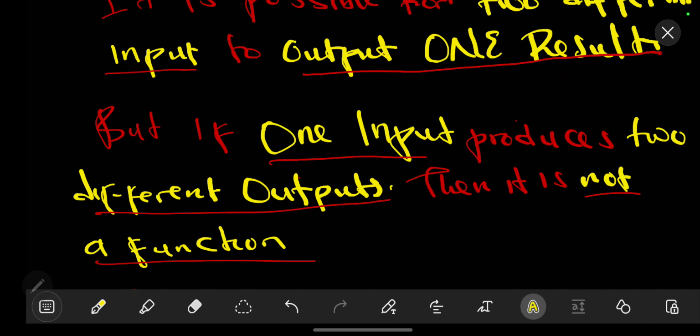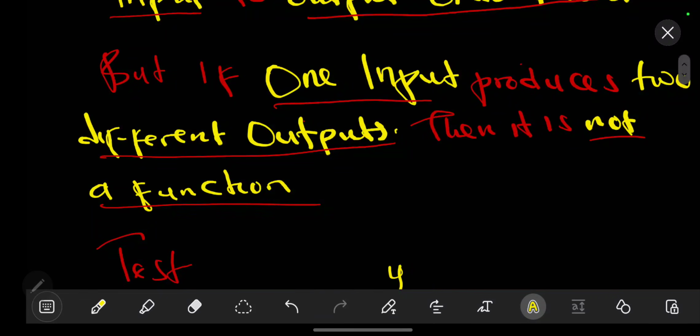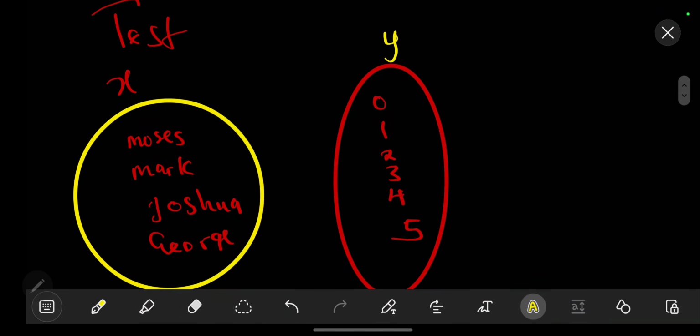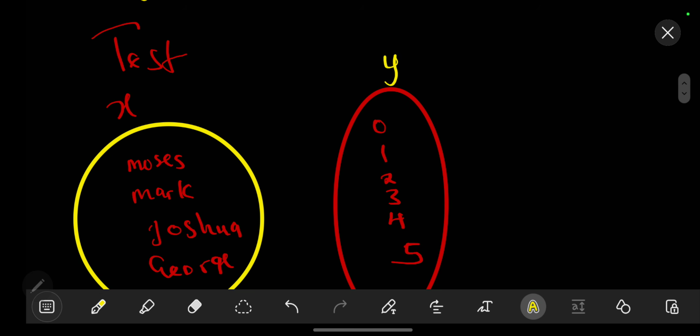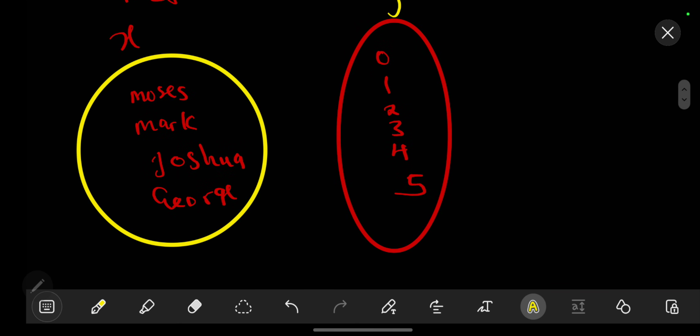Now, to elaborate on this more, I'm going to use this diagram. Let's imagine that this is a test out of 5, and we have our x and our y. Our x is what we are going to be calling our domain. Our domain is made up of Moses, Mark, Joshua, and George. These are the people who wrote the test. So the domain for this one is Moses, Mark, Joshua, George.